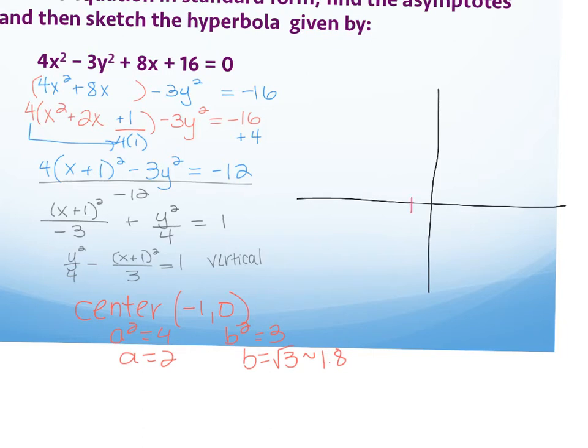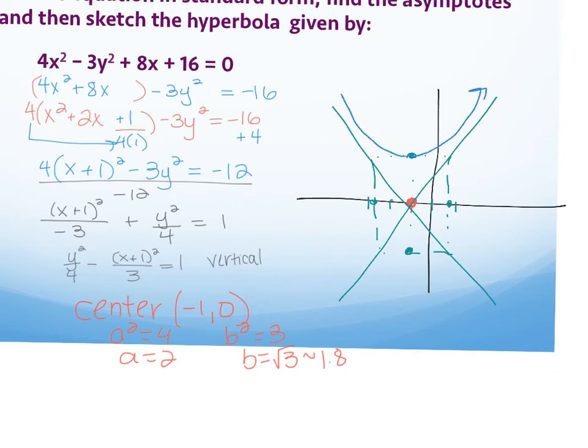So center, negative 1, 0. We said it's vertical, so I'm counting to the right 2 places. Nope, sorry, up 2 places. Down 2 places. Right 1.8, left 1.8. Draw your little box. Asymptotes going through the corners. Branches going off your vertices, close to without touching your asymptotes.